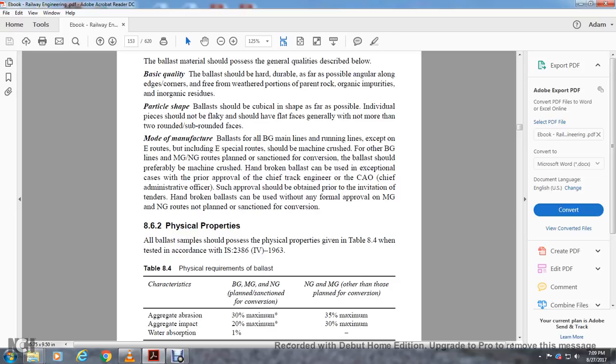8.2 Physical properties. All ballast should possess the physical properties given in 8.4 when tested in accordance with IS 2386 Part 4, 1963. Characteristics: aggregate abrasion value 30% maximum for machine crushed and 35% maximum for hand broken. Aggregate impact value 20% maximum for machine crushed. Water absorption 1%.